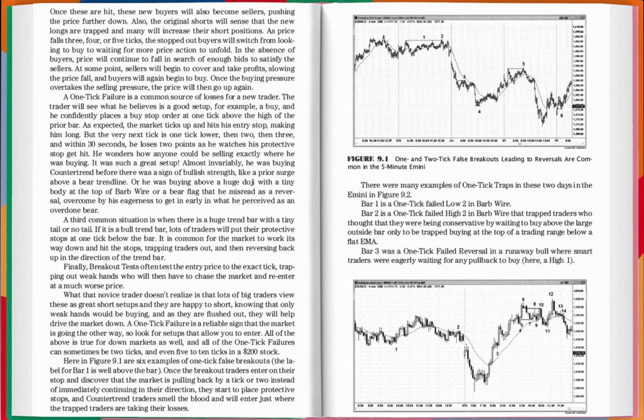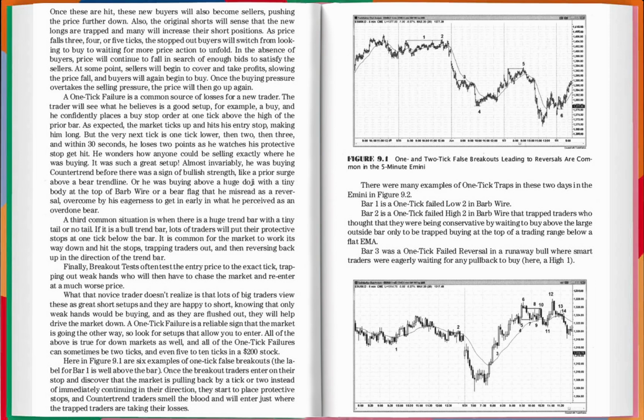As price falls 3, 4, or 5 ticks, the stopped-out buyers will switch from looking to buy to waiting for more price action to unfold. In the absence of buyers, price will continue to fall in search of enough bids to satisfy the sellers. At some point, sellers will begin to cover and take profits, slowing the price fall, and buyers will again begin to buy. Once the buying pressure overtakes the selling pressure, the price will then go up again.